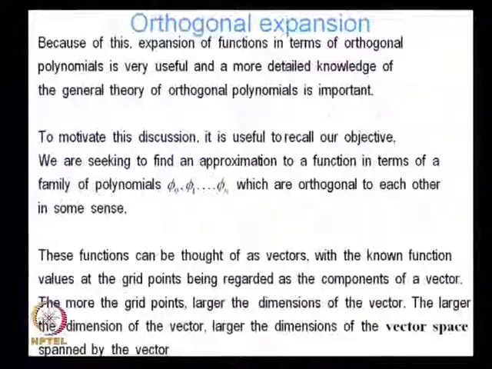So the larger the dimension of the vector, the larger the dimension of the vector space spanned. If I have 15 grid points, what is the dimension of the vector space? It is going to be 15. That means there must be 15 basis functions for that space, 15 independent vectors. Any vector of size 15 can be written as a linear combination of those 15 independent base vectors.